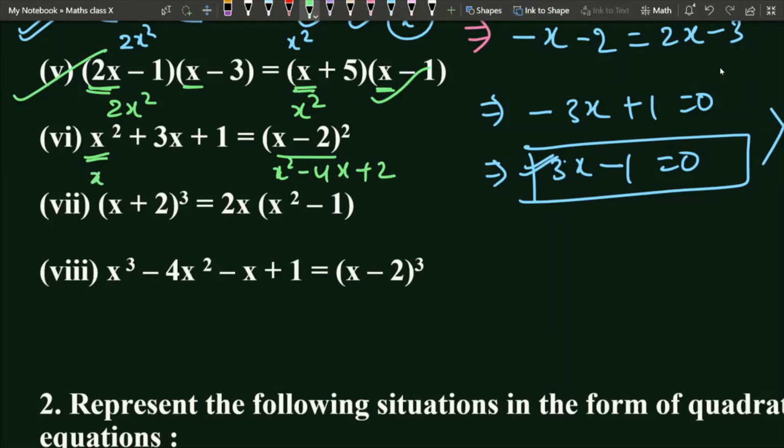Here already x square is there. They will be cancelled out with each other, and this whole expression does not contain any x square term at last. So this is not a quadratic equation. Likewise, you can think for these also.